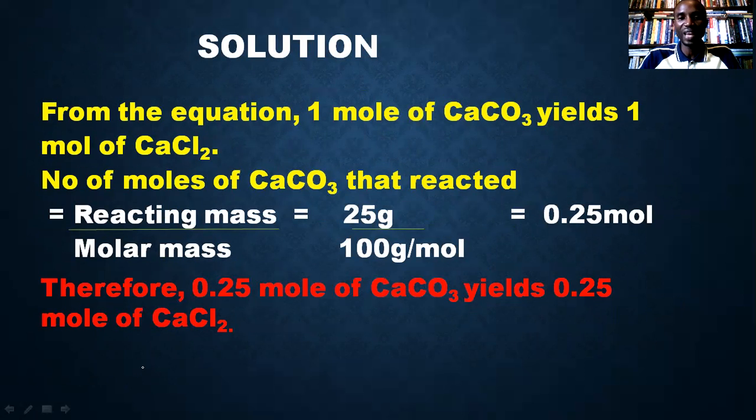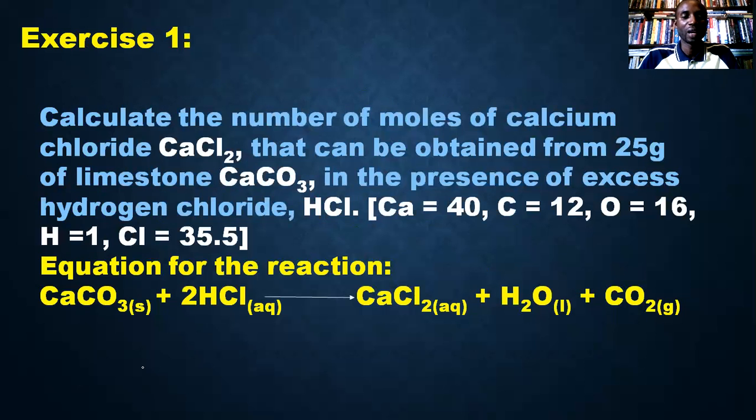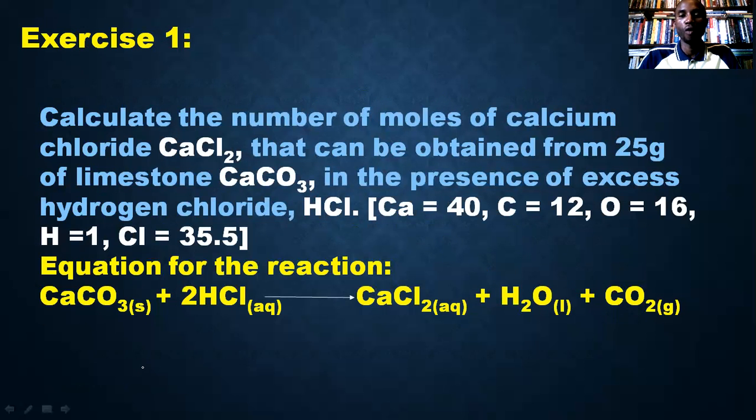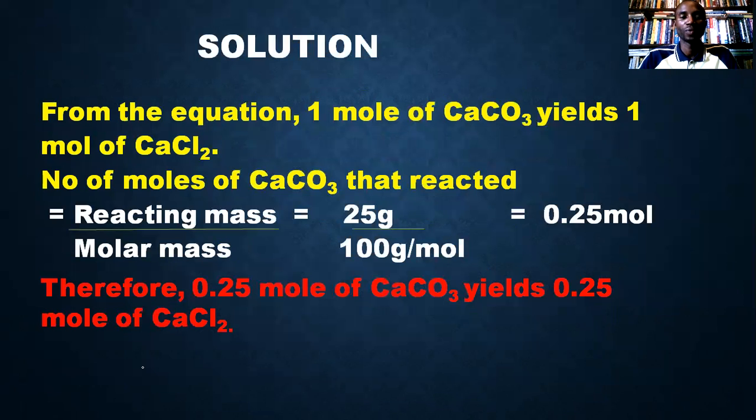From the equation, we observe that 1 mole of calcium carbonate, which is limestone, produces 1 mole of calcium chloride. Now, with the equation given, the number of moles is the reacting mass over the molar mass: 25 grams of calcium carbonate over 100 grams per mole of calcium carbonate.